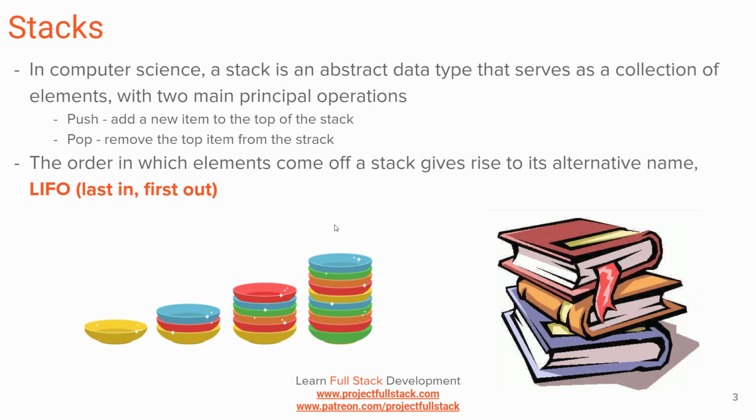But what is a stack? A stack is an abstract data type with basically two principal operations, pushing and popping. Pushing means we push or add a new item to the top of the stack. Pop is when we remove an item. Little spelling mistake there, it says stack, should say stack, but pop is when you remove the top item from the stack.